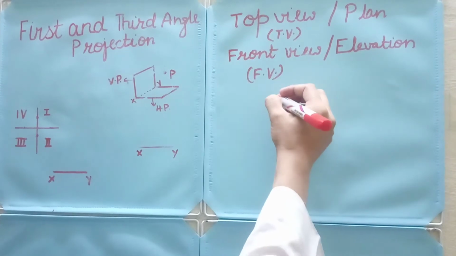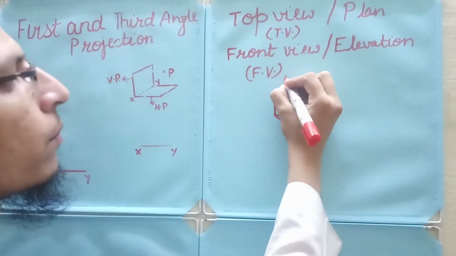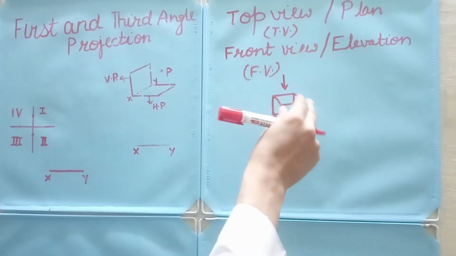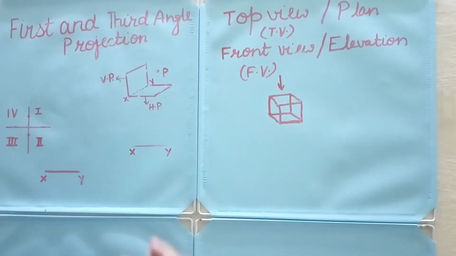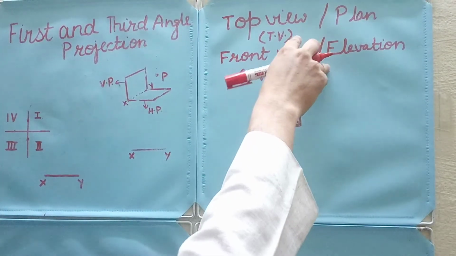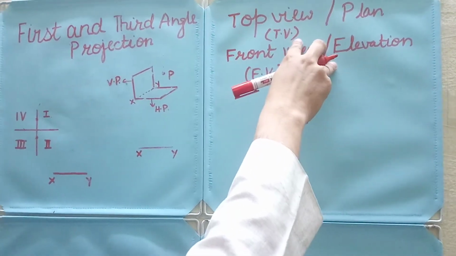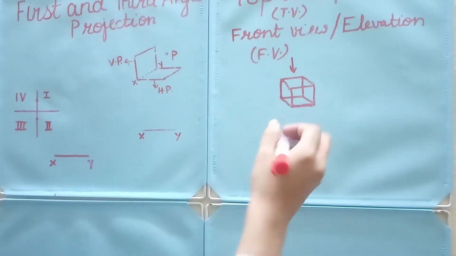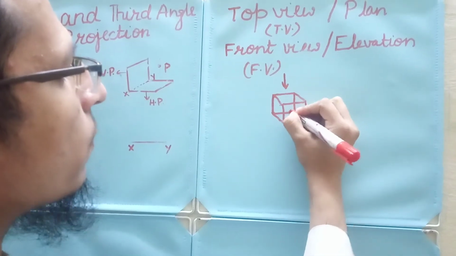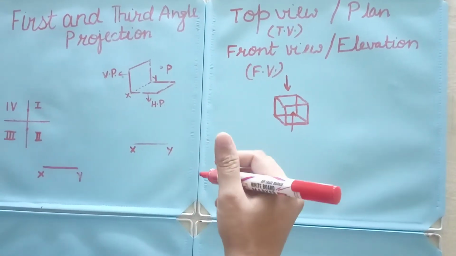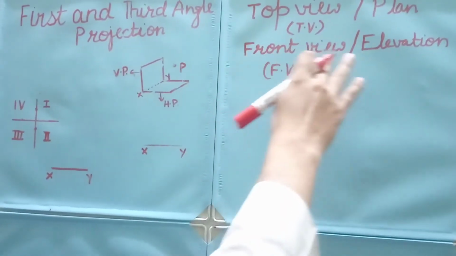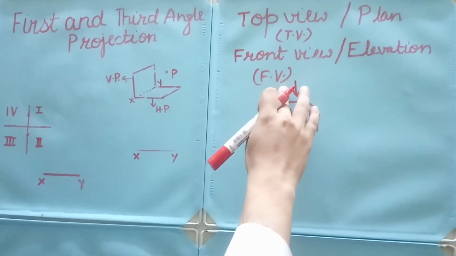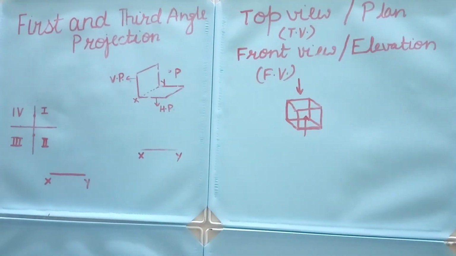Suppose there is an object and we are seeing it from the top. Whatever it appears like from the top is called the top view, also represented by the short form TV, and it is also called plan. Similarly, if we are seeing this object from the front, how it appears is known as its front view, or FV, or elevation.